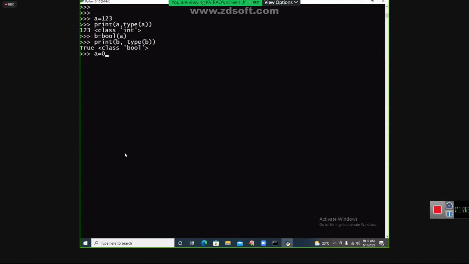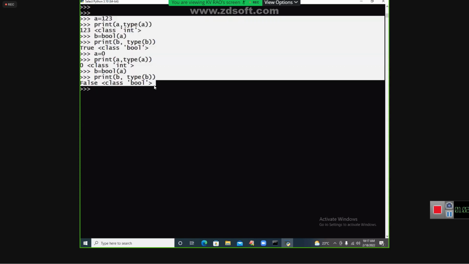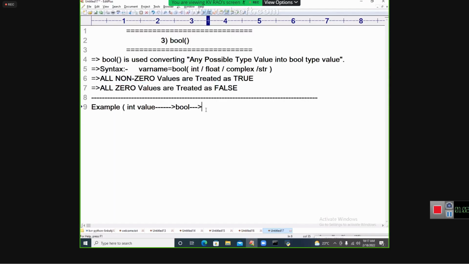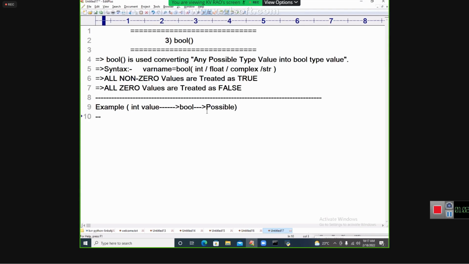Now I'm saying A is equal to 0. Print of this A. It is a 0 value. Only 0 versus non-zero, that's it. Now see that print of B. What is that? False. Okay. Possible or not possible? Possible. Right? Don't go out of the order.